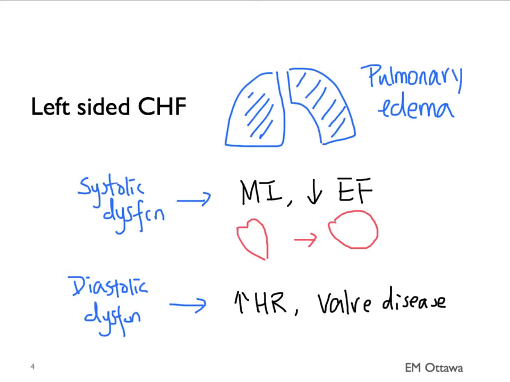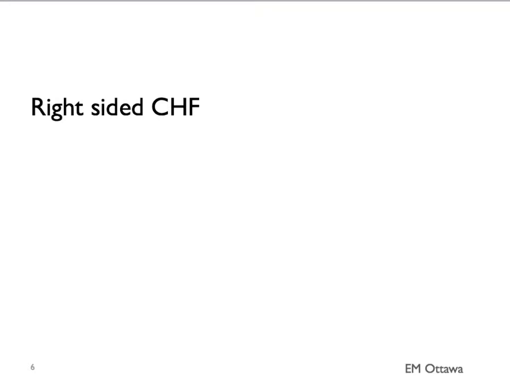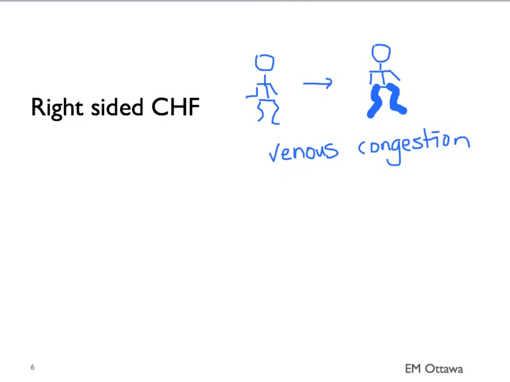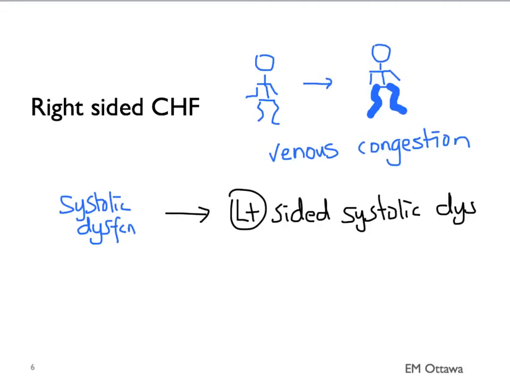is slow to fill. Right-sided heart failure presents as peripheral edema from venous congestion. The most common reason for right-sided systolic dysfunction is left-sided systolic dysfunction. It can also come from pulmonary disease such as pulmonary hypertension. Right-sided diastolic dysfunction is rare. It can happen, however, in cardiac tamponade.